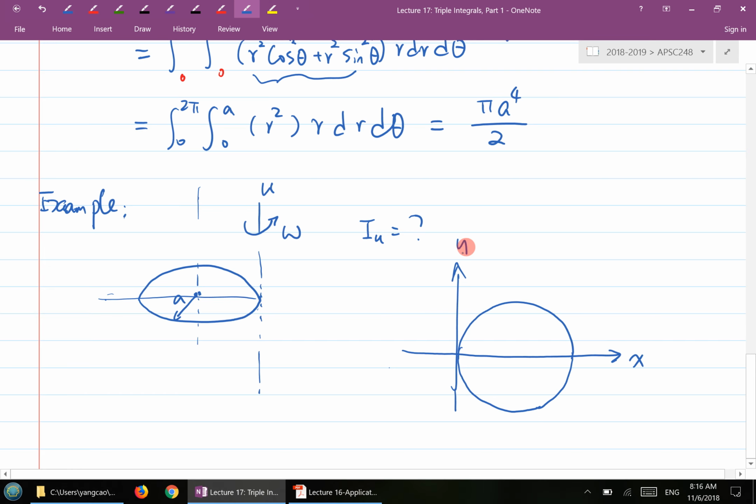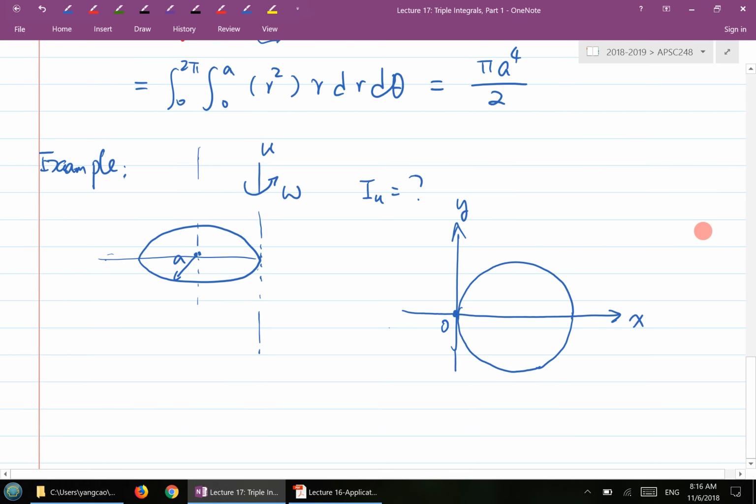Attach an xy coordinate system to this thin plate, and then the u-axis is the one going through the origin and here, which is basically the z-axis in this case. So it doesn't matter which point the axis goes through. You can always create an xy coordinate system attached to the point like this. So essentially more or less like that.